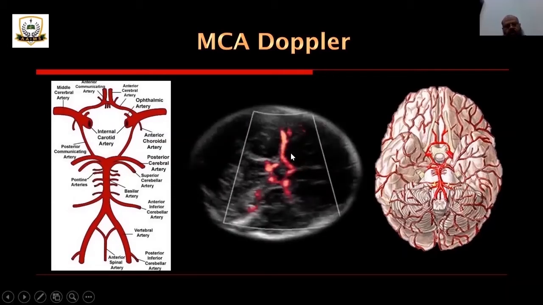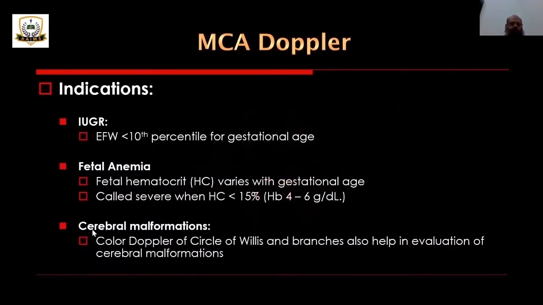On ultrasound, it looks like this. So we have to take the center of this vessel. Indications for middle cerebral artery Doppler include IUGR, when the estimated fetal weight is less than the 10th percentile for gestational age, and fetal anemia, as fetal hematocrit varies with gestational age, called severe when head circumference is less than 15%.